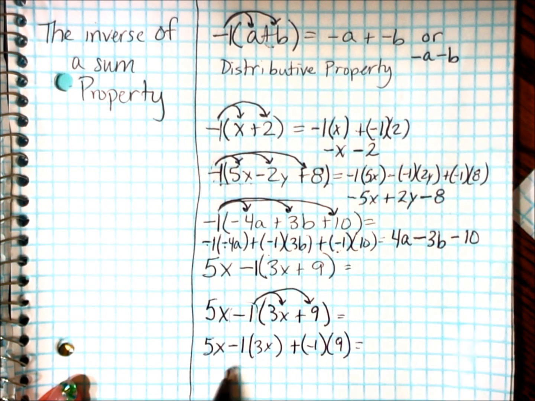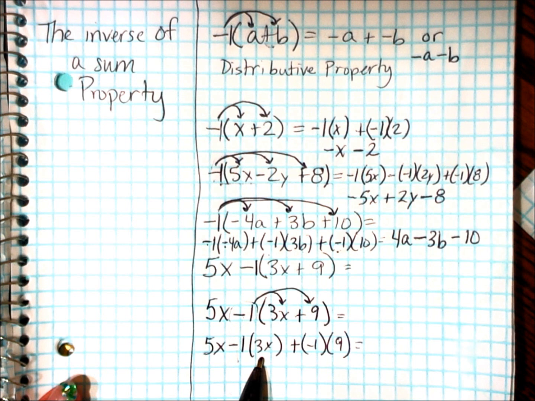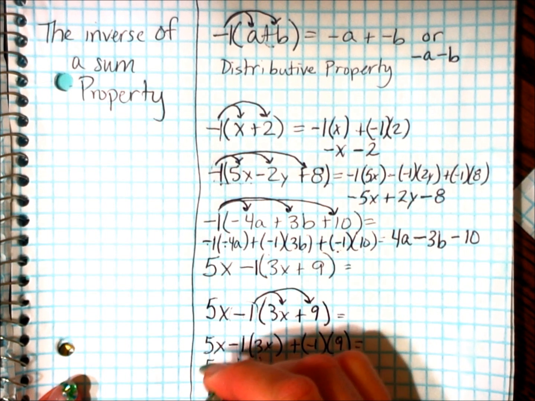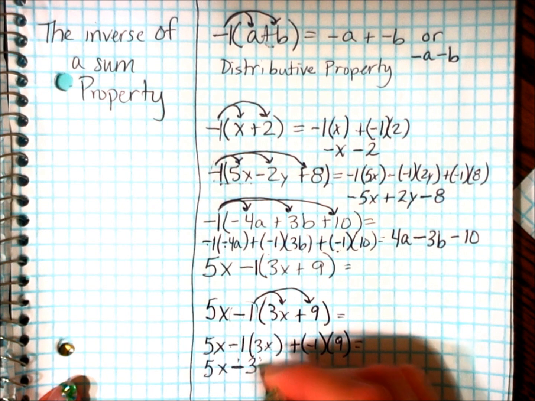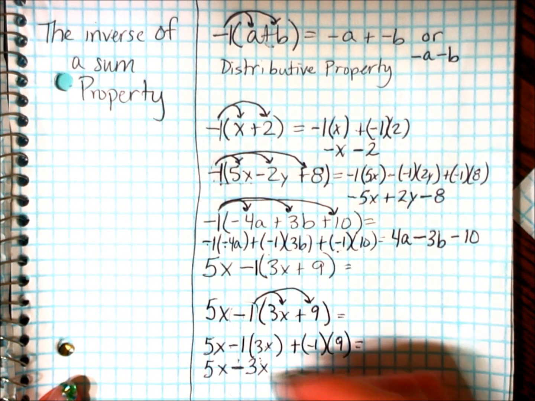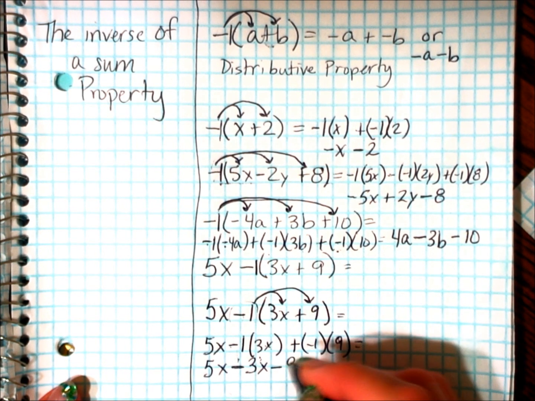All I need to make sure is that I have negative 1 and a positive 3x. I could switch that order if I felt like it, but I have to have at least the 3x with a negative 1. So now a negative and a positive is a negative. 1 times 3x is 3x. A negative times a positive is a negative. 1 times 9 is 9.